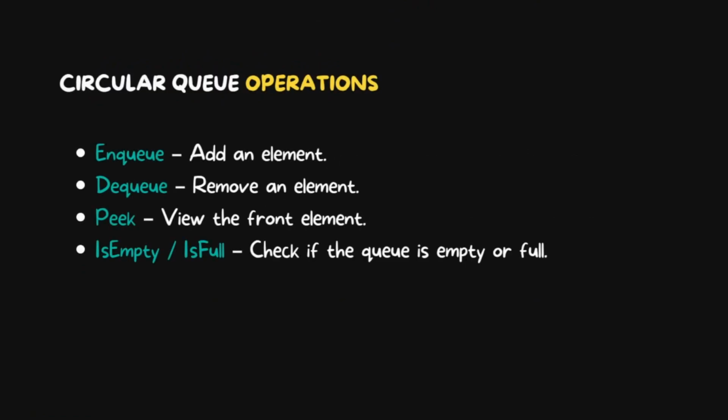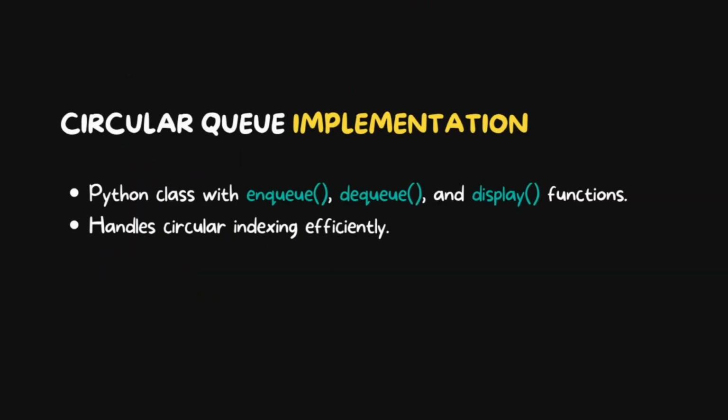A circular queue supports 4 main operations. First one is the enqueue operation, which adds an element to the queue. Dequeue operation removes an element from the queue. Peek operation views the front element without removing it. Is empty or is full checks if the queue is empty or full. Now let's implement a circular queue in Python step by step. This is how we can implement a circular queue by using the enqueue, dequeue, and display functions.